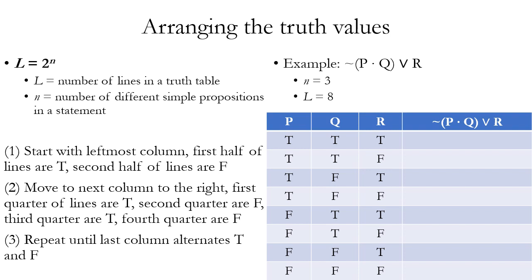So for example, if you had 4 simple propositions, P, Q, R, and S, then under the P, the leftmost column, there would be 8 T's followed by 8 F's. Under the Q in the next column to the right, there would be 4 T's followed by 4 F's before they repeated, etc.